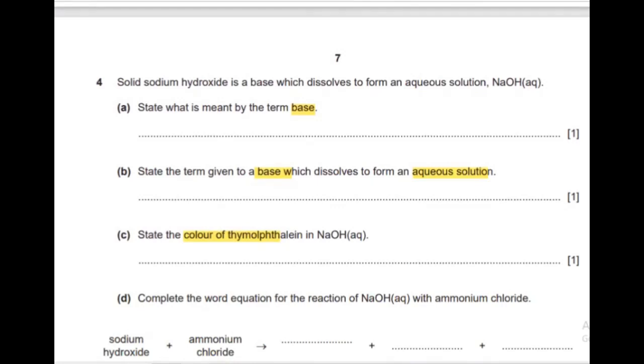State what is meant by the term base. Acids and bases can be defined in terms of proton donor or proton acceptor. An acid is a proton donor, a base is a proton acceptor. So you can say that a base is a proton acceptor. State the term given to a base which dissolves to form an aqueous solution. You know that highly soluble bases are alkalis. So this is an alkali. You have to use the term only.